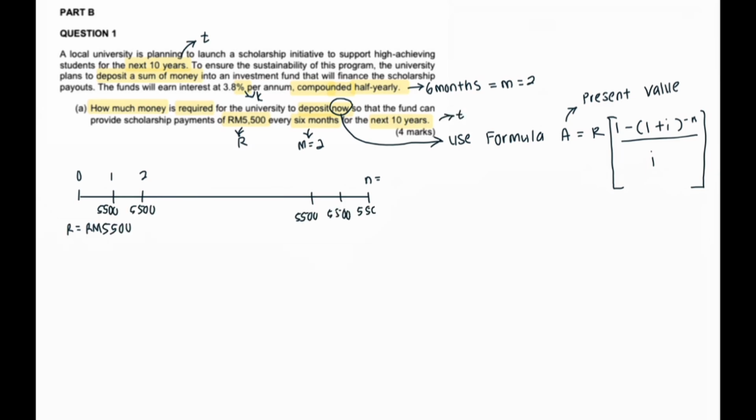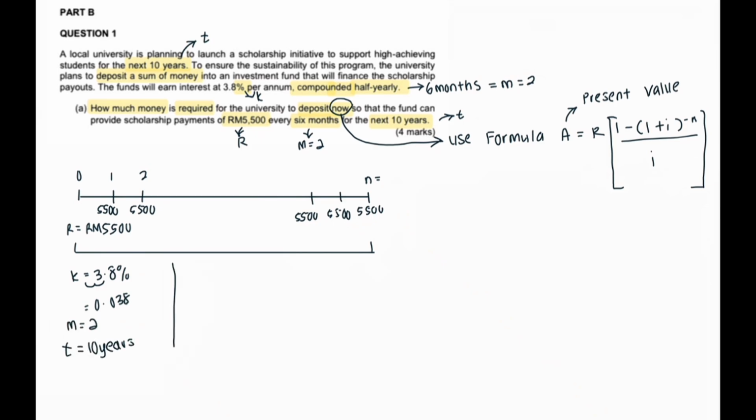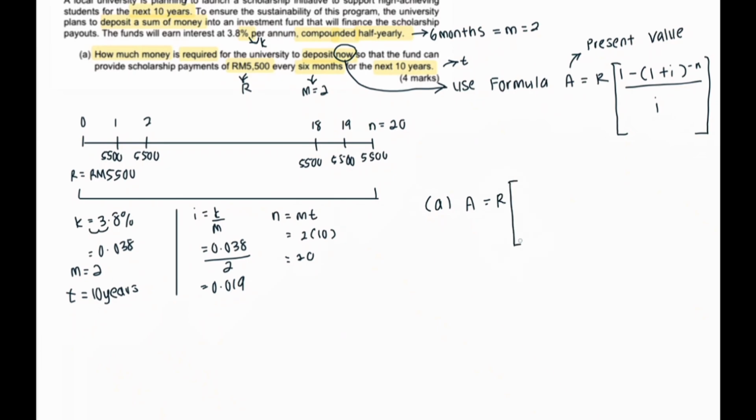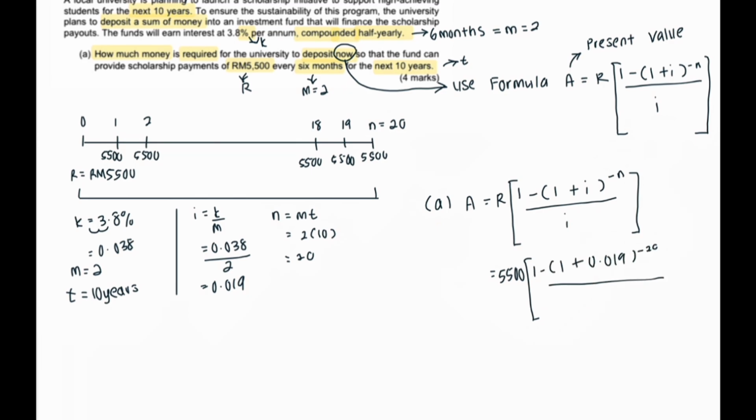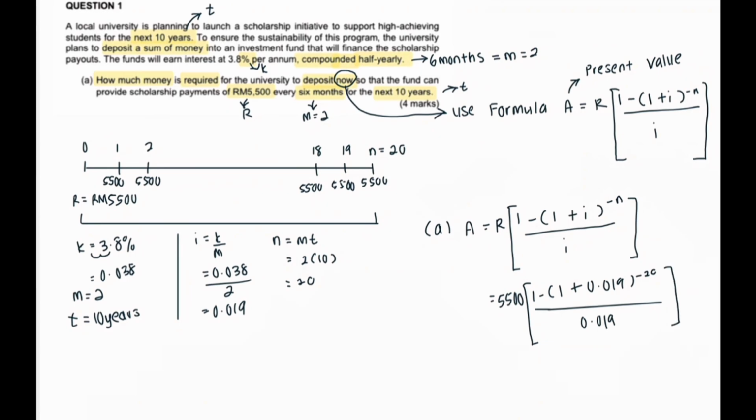We gather all the information that we get from question A. We need to find the I and N values, where I is the interest rate per interest period and N is the term of investment. To find the I value, we use the formula I equals K per M, and to find N, we use N equals M multiplied by T. With all the information of question A, we can answer the question by using the present value formula, because we need to find the A value. After that, we put all the information into the formula, and then you can get the answer.